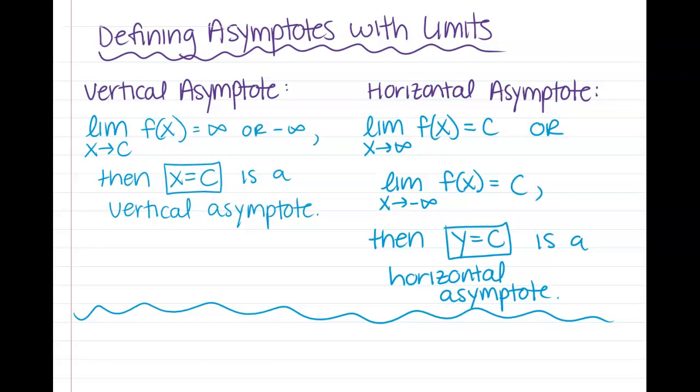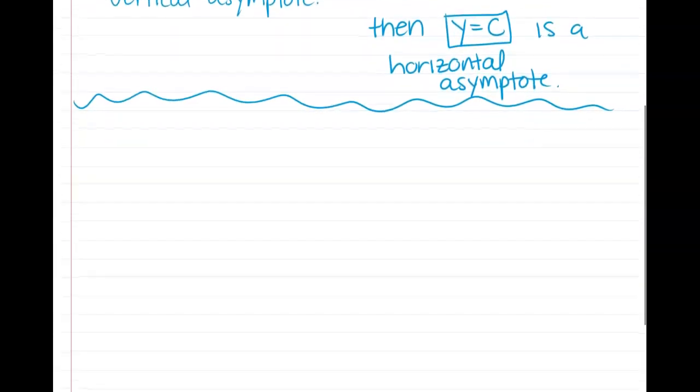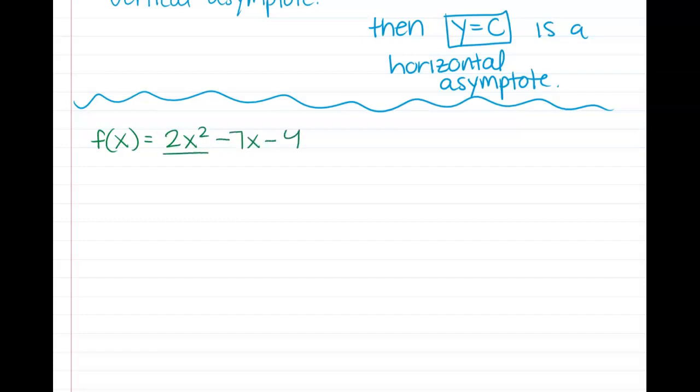Okay, so I'm going to do an example similar to the ones on the worksheet, and our task is to find the vertical and horizontal asymptotes if they exist. And the way I'm going to show you is basically how to prove that it's a vertical or horizontal asymptote. So if we have the function f of x equals 2x squared minus 7x minus 4 over x squared minus x minus 12.